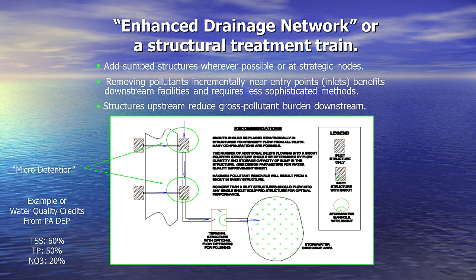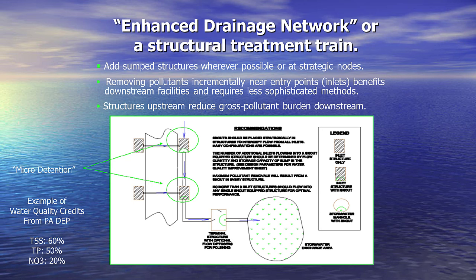The structures upstream typically will have lower flow, and you remove the pollution incrementally along the way, so not everything is left to the final structure where you're overwhelming a structure and really then asking that structure to handle smaller particles that are more difficult to remove. If you remove them incrementally along the drainage network, it's much easier with simple methods to have a greater impact on overall water quality. So it's important.